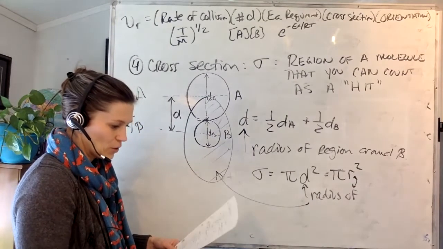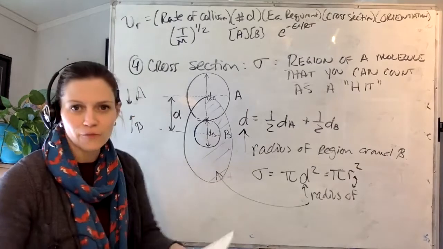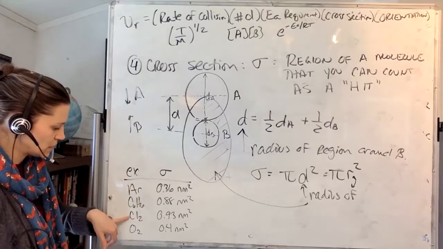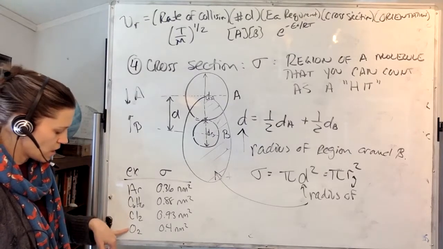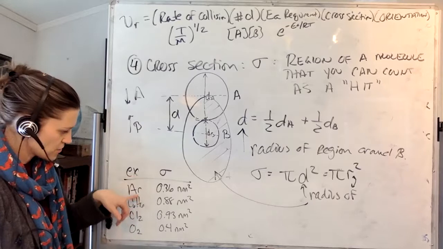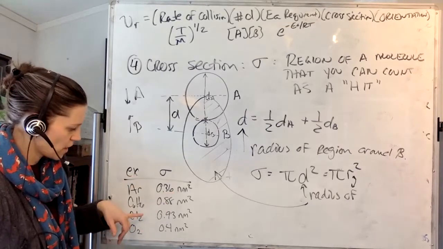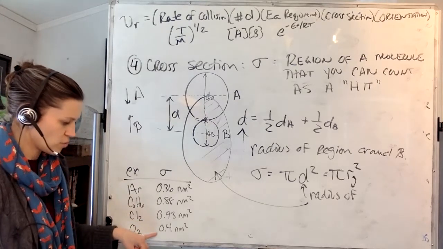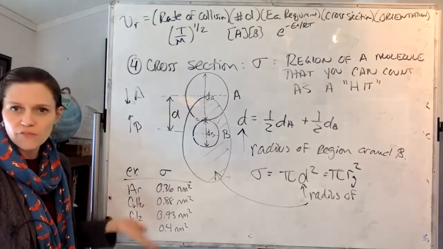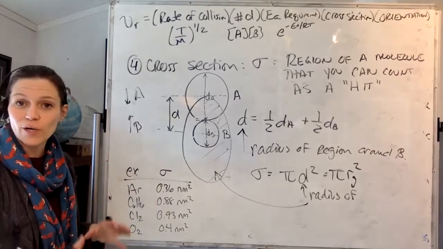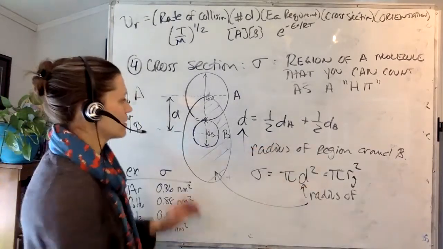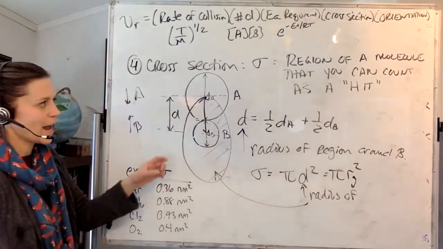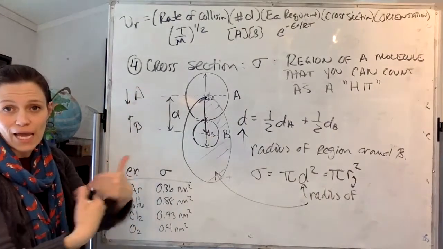And just some examples. I'll write them on the board and then talk about them. Here I have argon, benzene, chlorine, and oxygen gas. The cross section for argon is 0.36 nanometers squared, benzene 0.88, chlorine 0.93, and oxygen 0.4. So you can see that it varies quite a bit. And again, nanometers squared, this is an area. So pi r squared, and r here is the distance swept out by half the diameter of both A and B.